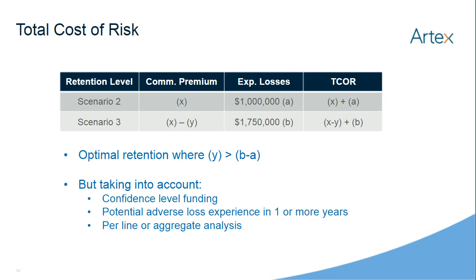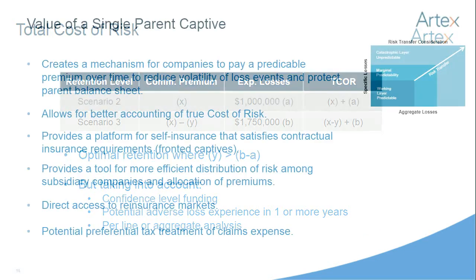So in this scenario here, we're taking commercial premiums of X, and at that retention level, we might have expected losses of $1 million. And so I'm going to add the X plus the A there to get my total cost of risk. But if I then have my commercial premium be X minus Y, which is the premium break that I get, I'm going to save some premium dollars, but I'm also going to incur higher losses there at the $1,750,000 in this scenario. And so I'm going to take all of that and add them together, and what's the optimal retention point for me? And that is a pretty good bellwether in terms of deciding the amount of risk retention versus transfer, but taking into account actuarially determined expected losses can change based on confidence levels, and that every scenario is going to have some potential adverse loss experience where losses are going to incur in greater amounts than expected. So just a general scenario of thinking about what a captive might be able to fund.